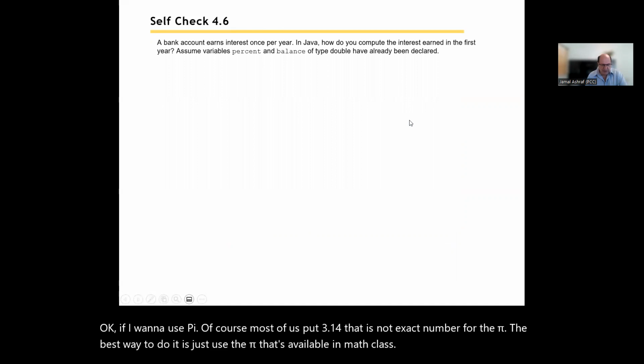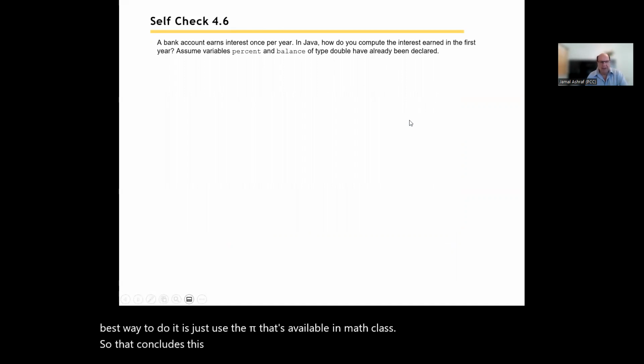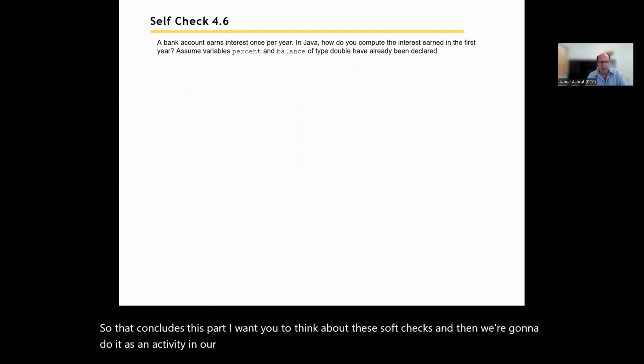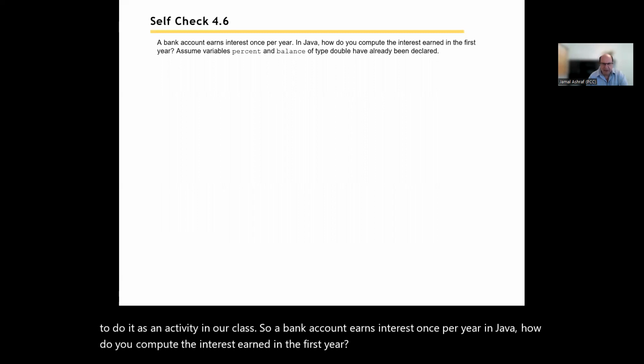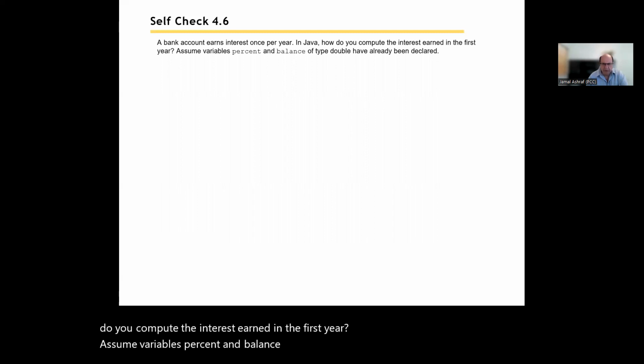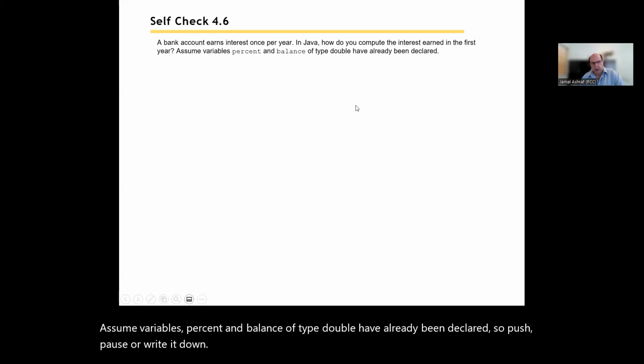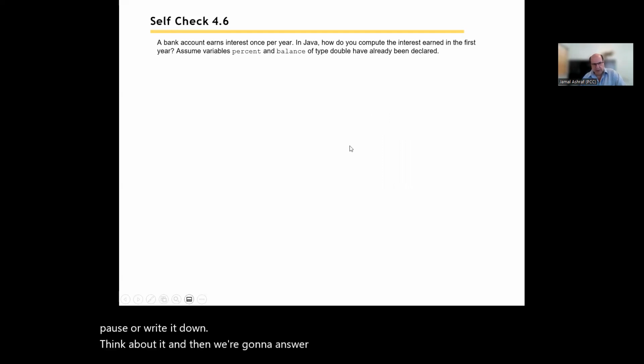Okay, so that concludes this part. I want you to think about these self-checks, and then we're going to do it as an activity in our class. A bank account earns interest once per year. In Java, how do you compute the interest earned in the first year? Assume variables percent and balance of type double have already been declared. So push pause, write it down, think about it, and then we're going to answer this in the class.